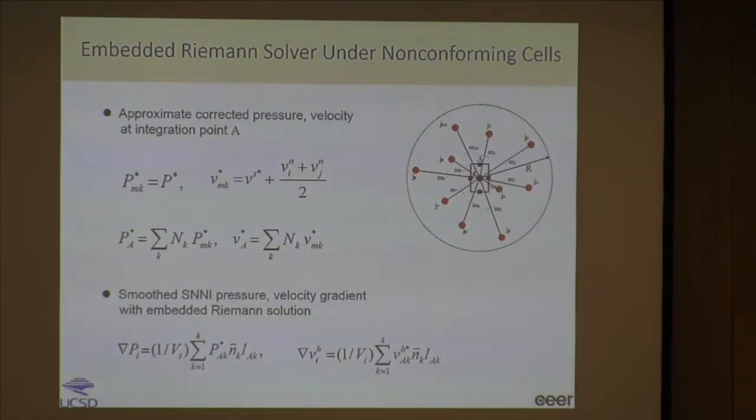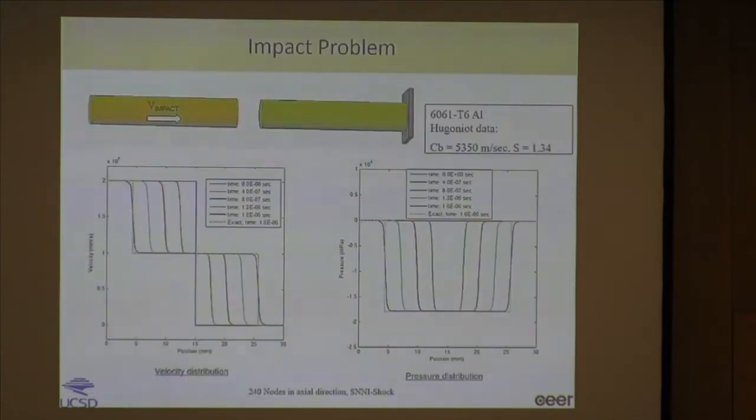And then I'll simply do an interpolation of this calculated pressure and velocity flow from the midpoint to the cell line. Okay, and then from there I will calculate the gradient of pressure and the gradient of the velocity. Okay, so now let's test how this works here.